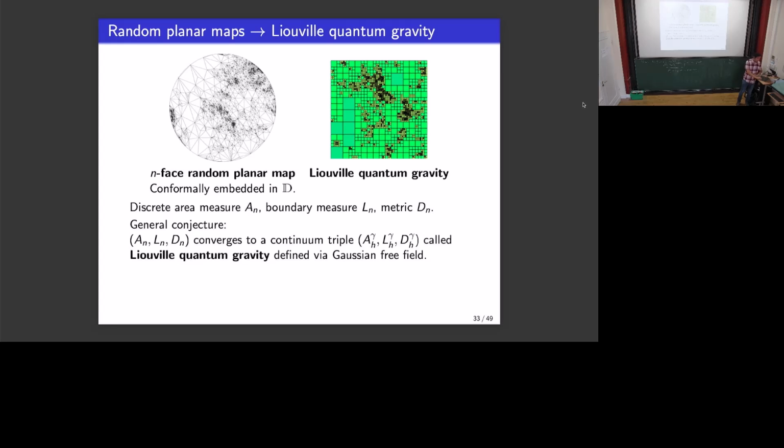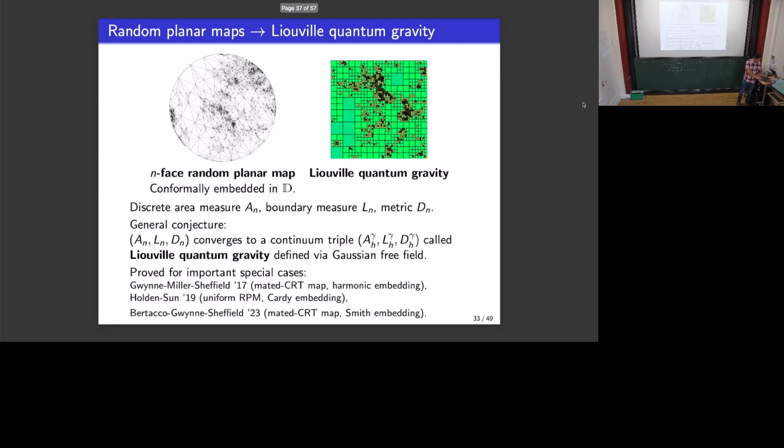Okay. So this is one reason math people care about Liouville quantum gravity, because it describes the scaling limits of natural combinatorial objects. It's an important open problem in general to prove this kind of convergence statement, that this tuple an, ln, and dn converge to the limiting tuple. It's only known in a few special cases.